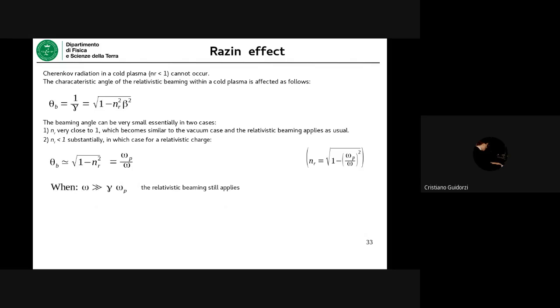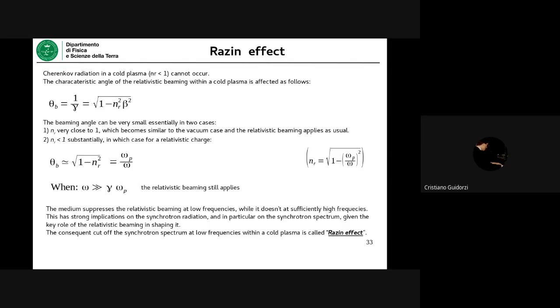So a strong relativistic beaming, a strong beaming of the effect. This requirement is telling me that even if the relativistic particle is radiating within a plasma, you have a strong beaming, provided that you consider frequencies which are high enough. But on the other side, what this means is that if the frequency you are looking at is not sufficiently large, you have no beaming.